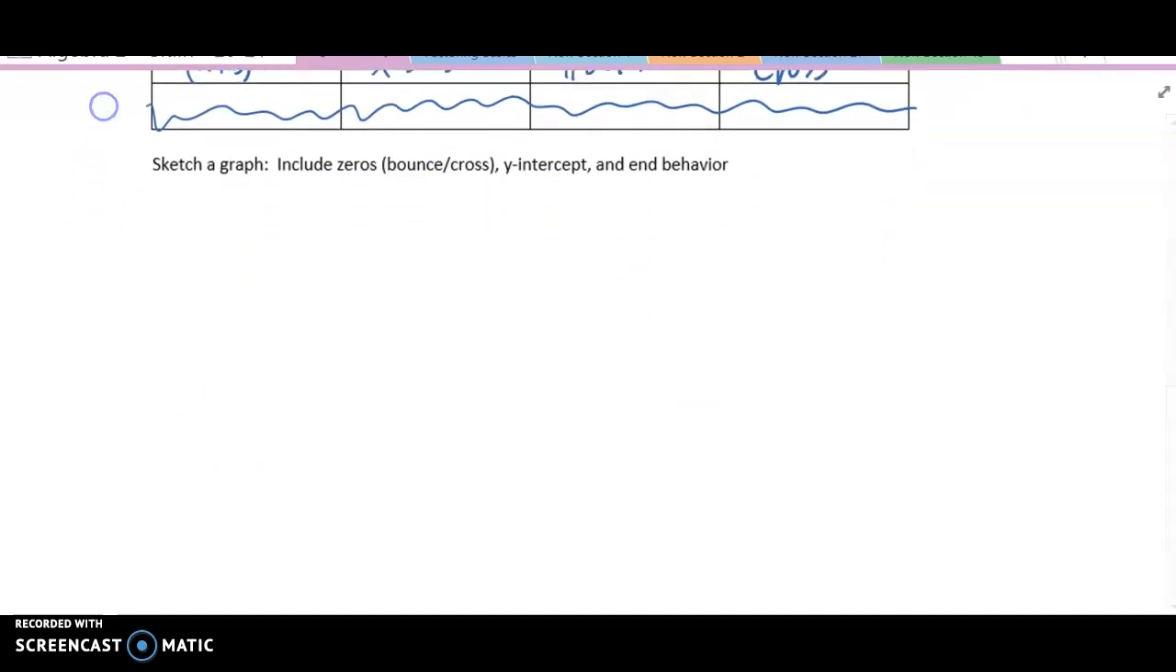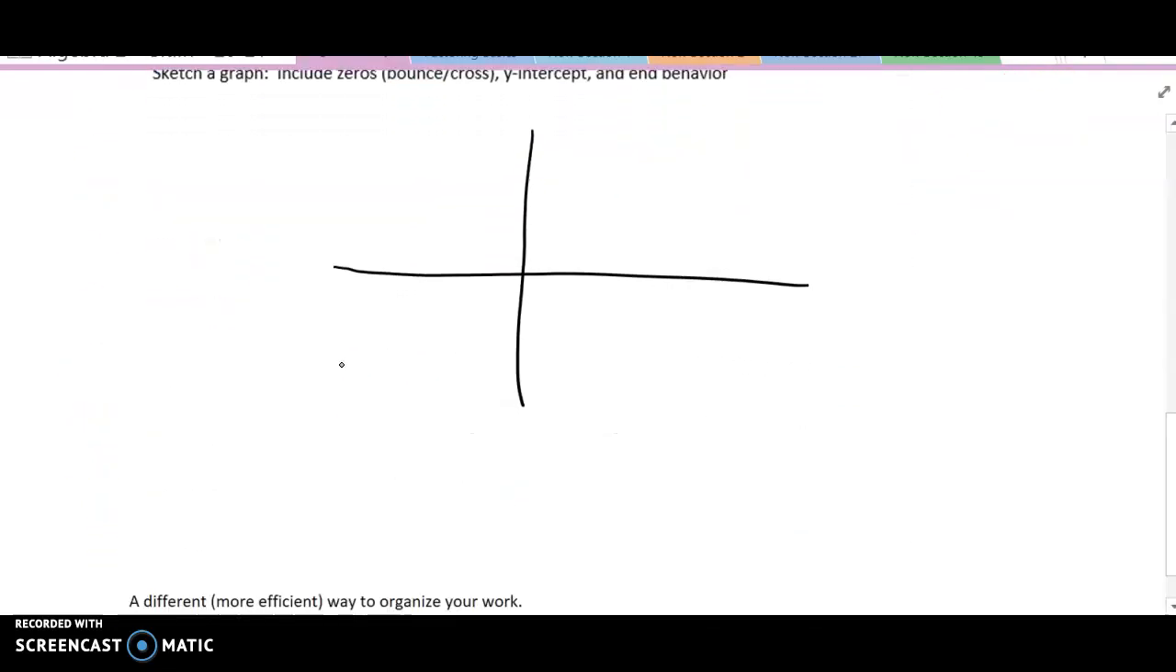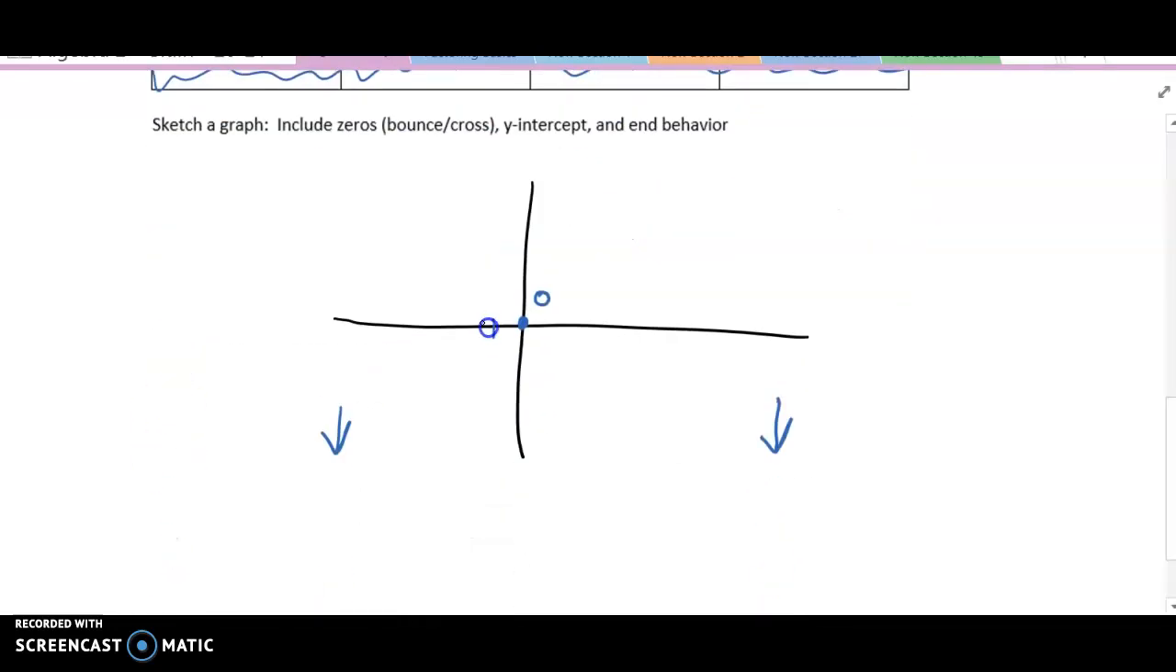Okay, now we're going to sketch a graph. We're just going to sketch this graph by hand. Okay, we're going to go in and label some things first. I know that all the way to the left, it's going down. All the way to the right, it's going down. I know that we have an intercept at 0, at -5, and at -3. So we're going to fill in our intercepts first.